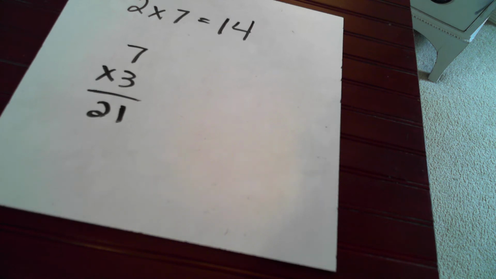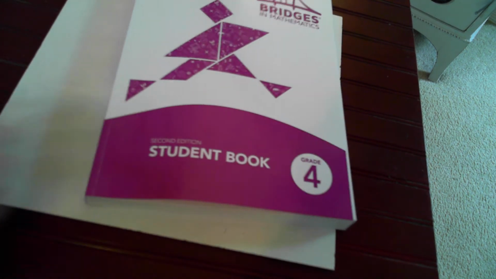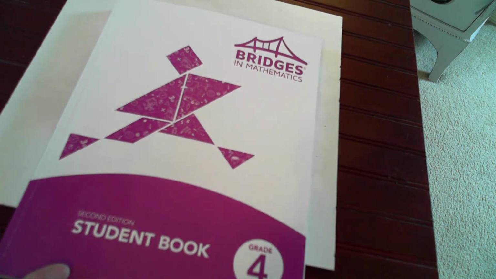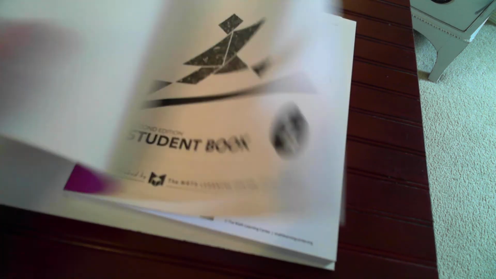Okay? So that's just a quick review of what multiplication looks like. And then today's assignment that you're going to be doing is in your student book. So your student book looks like that. It says Student Book Grade 4, Bridges. And you're going to open up to page 1.